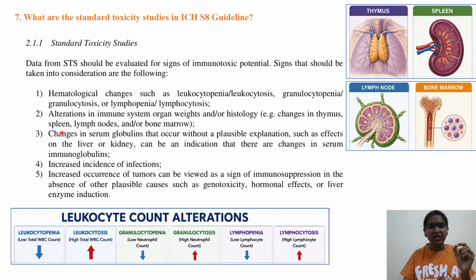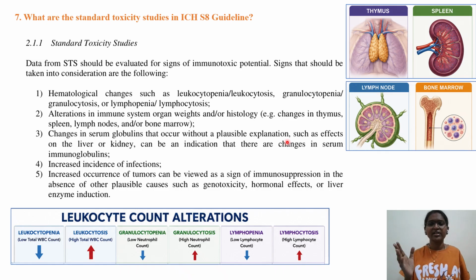Next, you have to see alterations in the immune system organs, weight, and histology. We have immune organs like the thymus and spleen. Is there any organ weight change, any increase or decrease? You also have to check for histology changes in the thymus, spleen, lymph node, and bone marrow. Next, changes in the serum globulins, the albumin by globulin ratio, that occur without a plausible explanation.